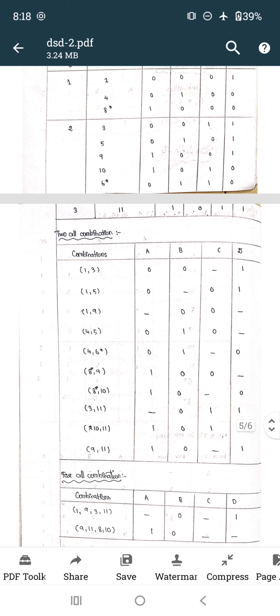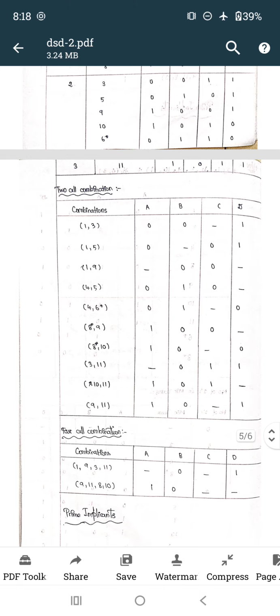In 1, 9, the remaining bits are the same. So hyphen, 0, 0, hyphen. So in the case of 4 comma 5, the remaining bits are the same. There is a change only in the fourth bit. In 4 comma 6 also there is a change only in the third bit.